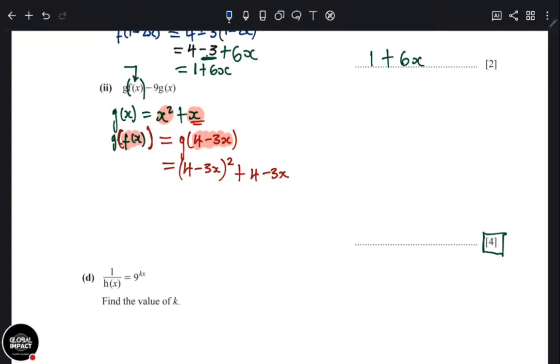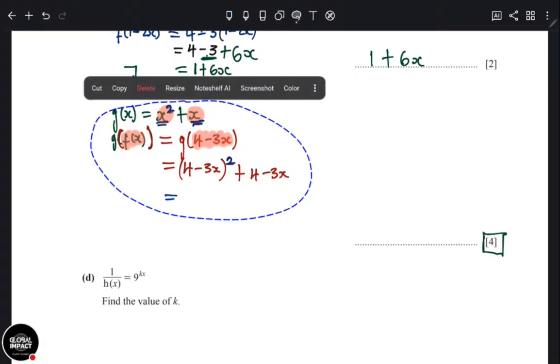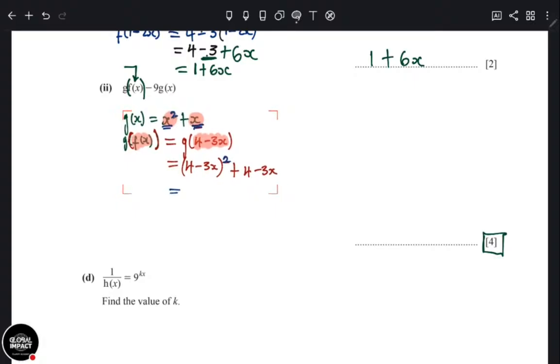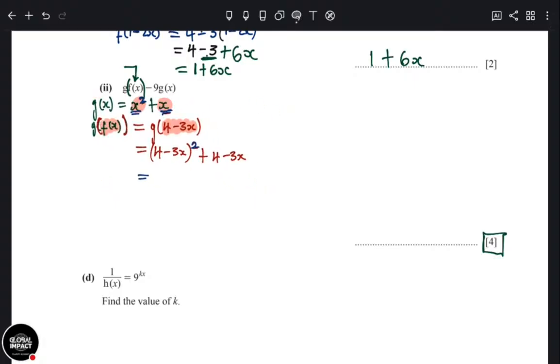I know it looks weird, but that's what we are doing. There was x, we put 4 minus 3x, okay? And that x was being squared, so the 4 minus 3x should be squared. There was another x here, so we put 4 minus 3x. So now what will it be? I need to write small things so that the things can fit here, okay? Because we're going to write quite a few things. Now, what will it be now? You say 4 squared. Okay, let's expand.